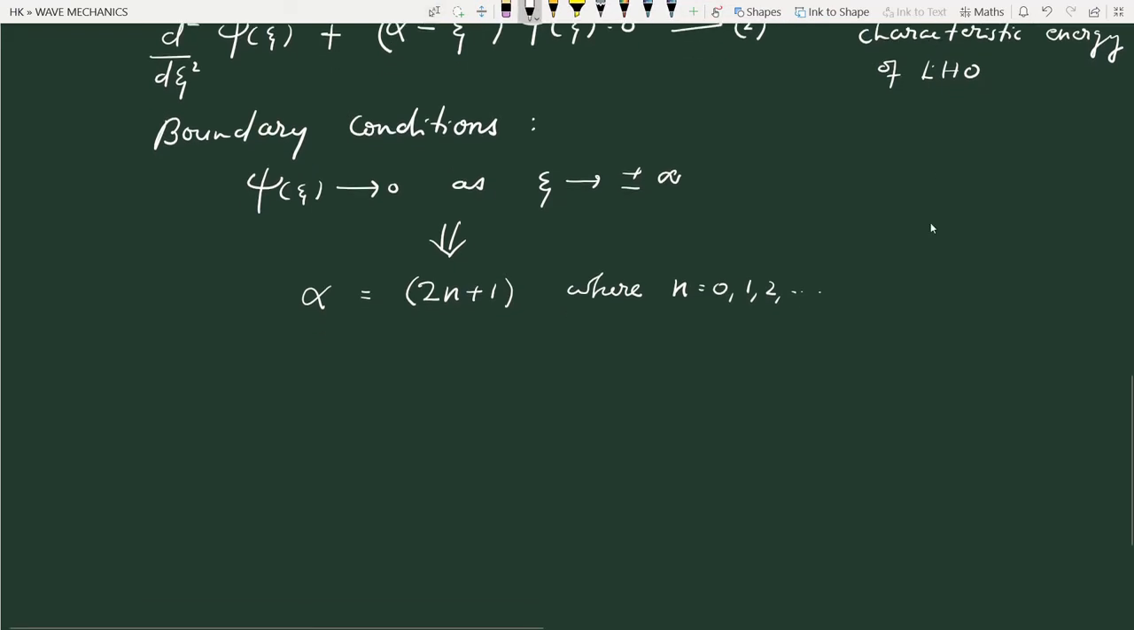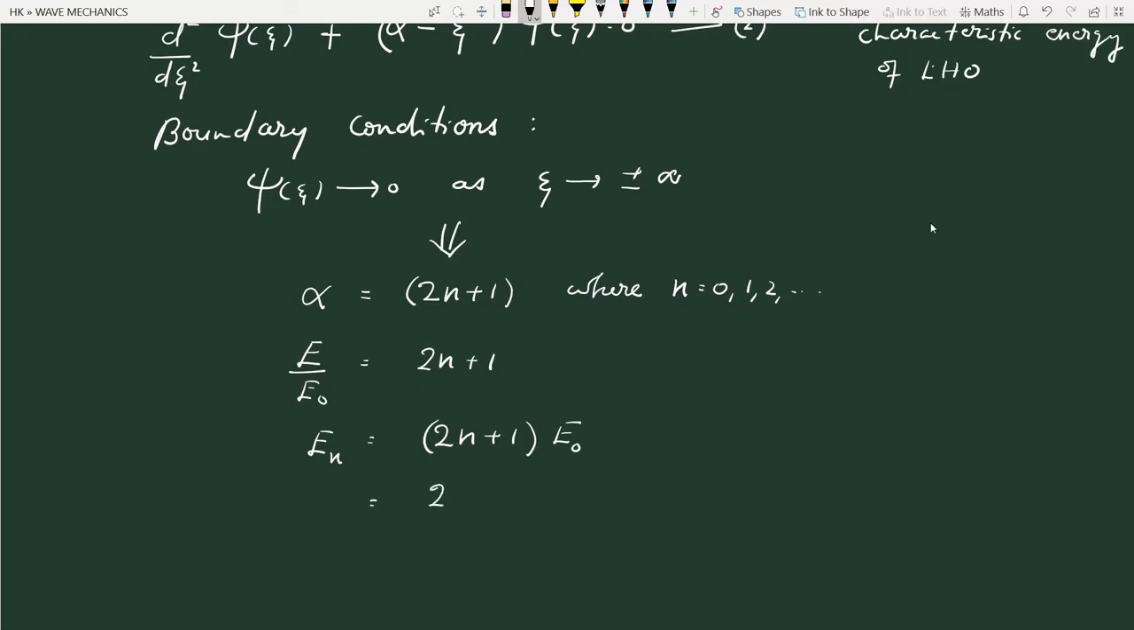So the consequence of applying the boundary condition is that alpha is now quantized. But what is alpha? Alpha is E by E0, remember, we have introduced alpha as E by E0. That's equal to 2n plus 1. So E is equal to (2n plus 1) E0. You can see that if alpha is quantized, then energy is also quantized. So we can put a suffix here, En is equal to (2n plus 1) E0.